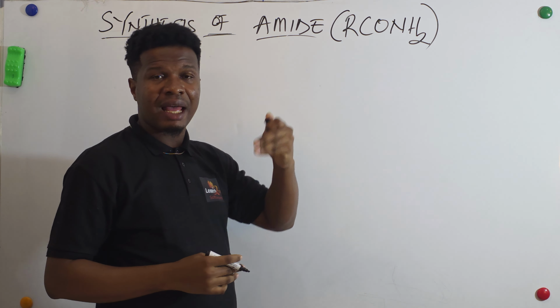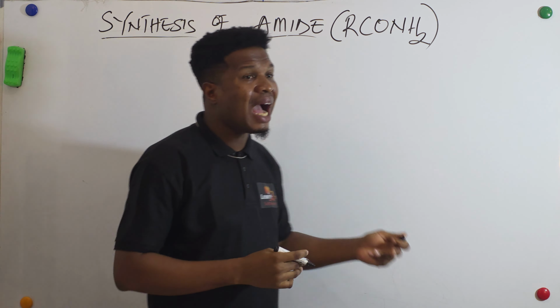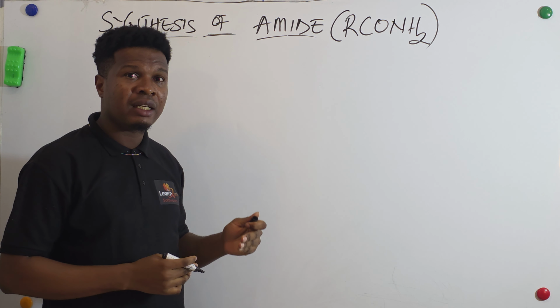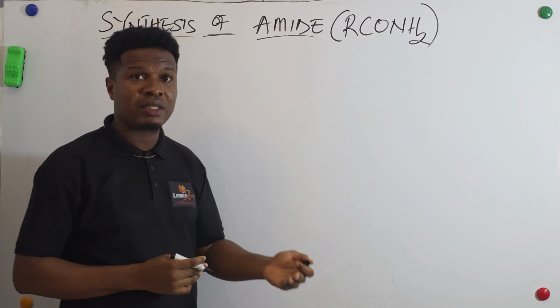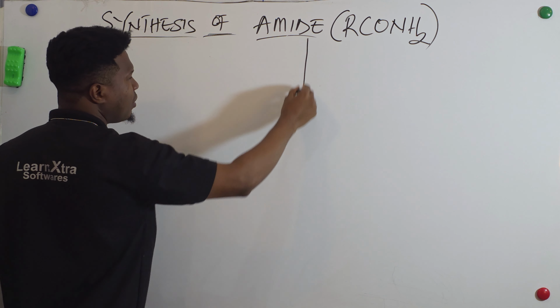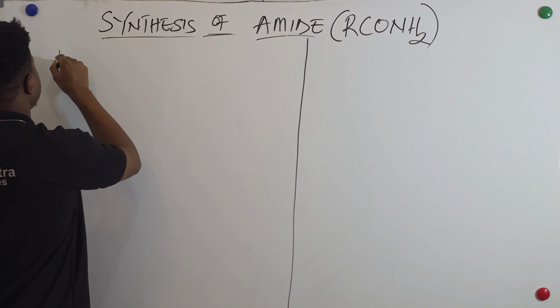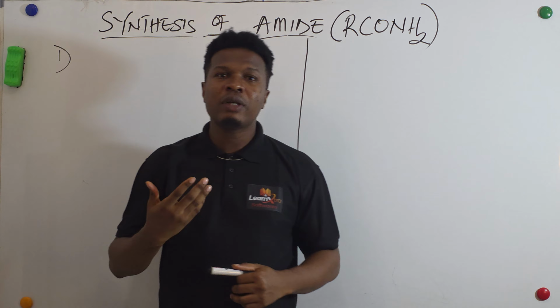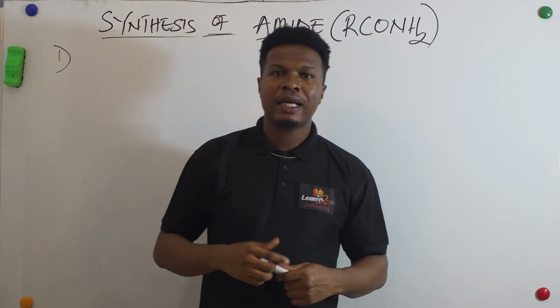Amine is amine, but amide is a derivative of carboxylic acid. So it's a derivative of a carboxylic acid. So how can we synthesize this amide? Okay, number one, we can synthesize this amide by controlled hydrolysis of a nitrile.